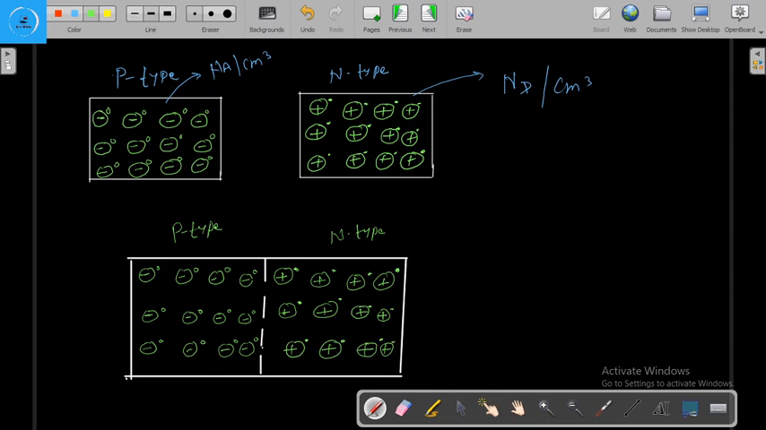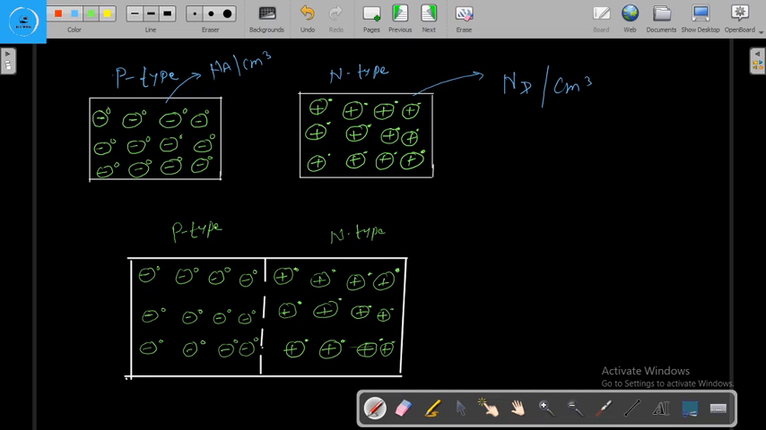So when this p-type semiconductor comes in physical contact with the n-type semiconductor, as we know, the concentration of holes is more in the p-type semiconductor and less in the n-type semiconductor. Because of the concentration gradient, the hole will move from high concentration to low concentration. In the same way, the electron also moves from n type to p type because of the concentration gradient.